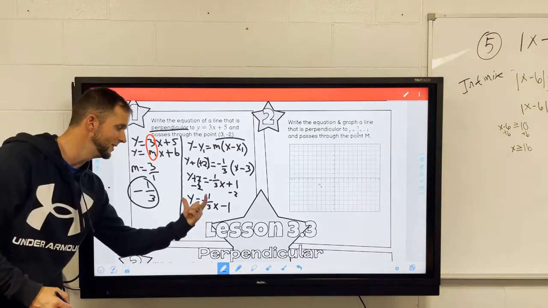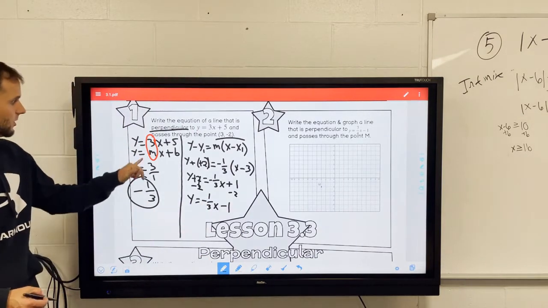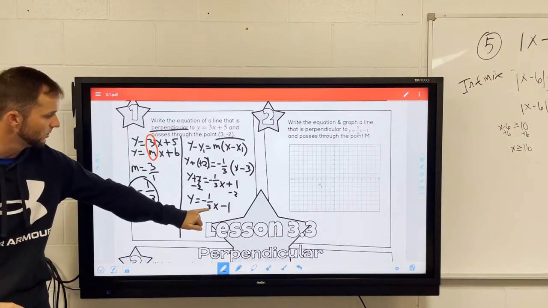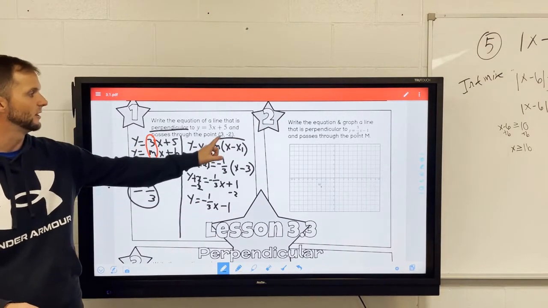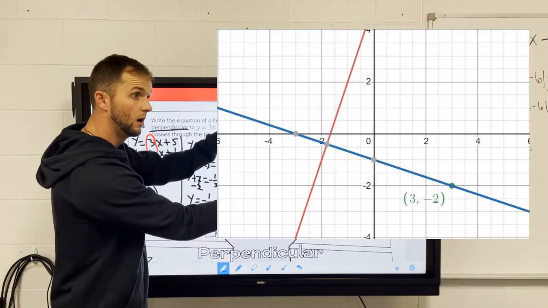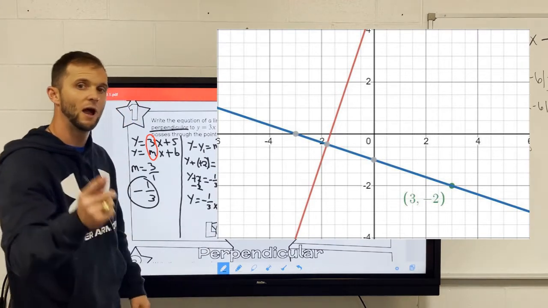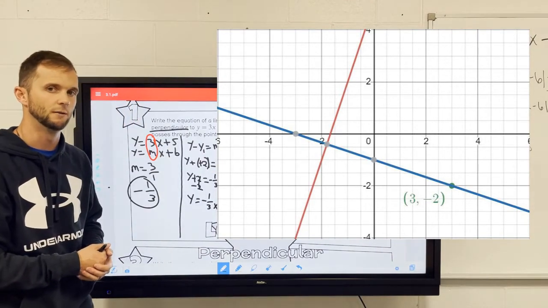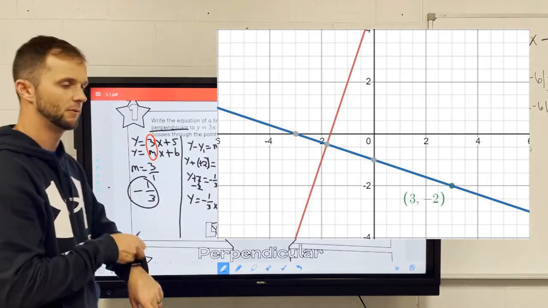So ladies and gentlemen, this is the equation that is going to be perpendicular to 3, opposite reciprocals, and it's going to run through the point 3, -2. And I'll actually plug in a graph right here. And that graph shows you that it went through both those points and it's perpendicular, so y'all can see it. Okay? Let's jump over to example number 2.